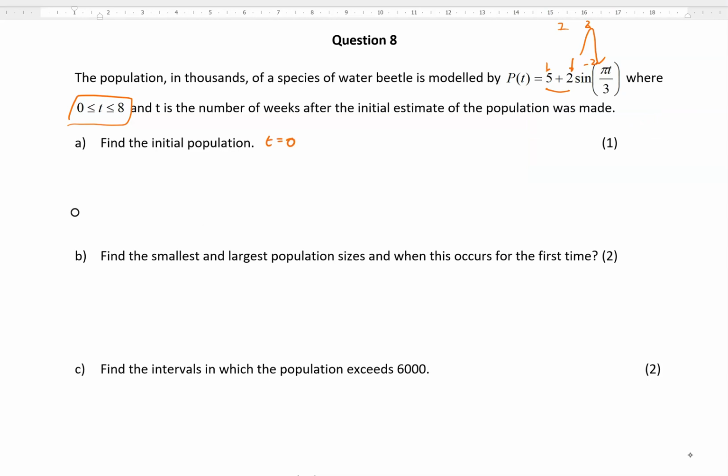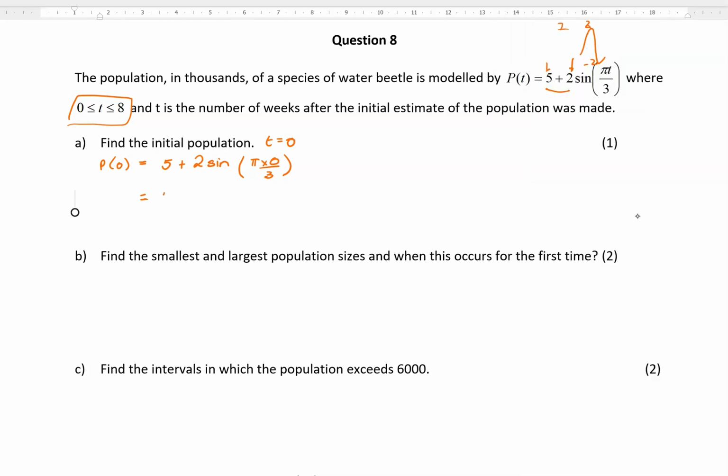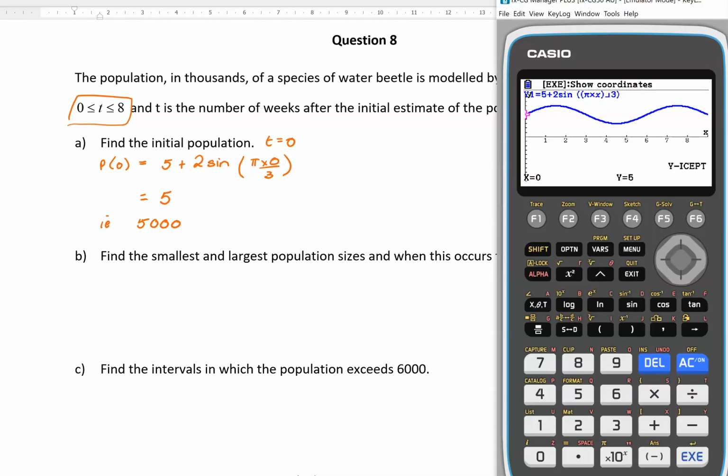So find the initial population. That is when time equals 0. Just in case I have popped something incorrectly into the calculator, I am still going to write this down so I maximize my marks. But in reality, all I'm doing here is I'm going G-Solve. I can either say Y-Calc when x is 0, that's 5, or you can say G-Solve, that is also your y-intercept. Okay, so we've got 5, and was it in thousands? In thousands. So we've got 5, i.e. 5,000.